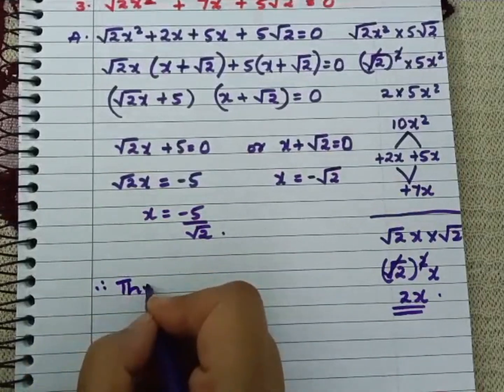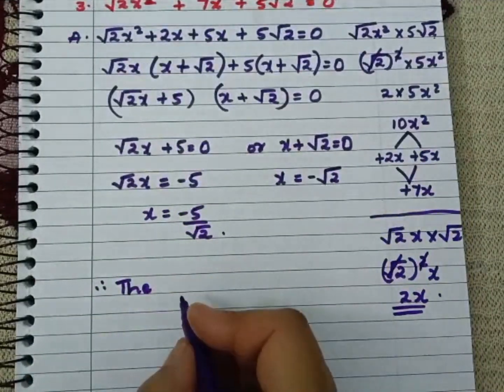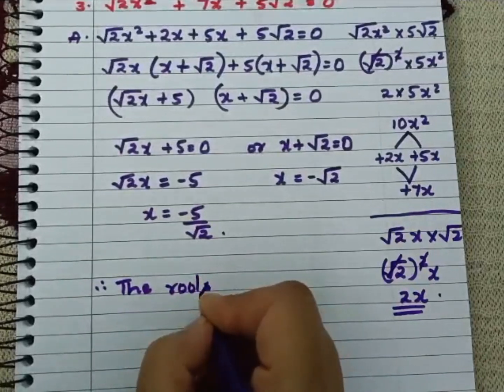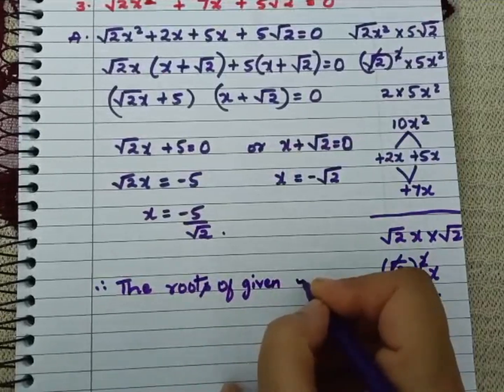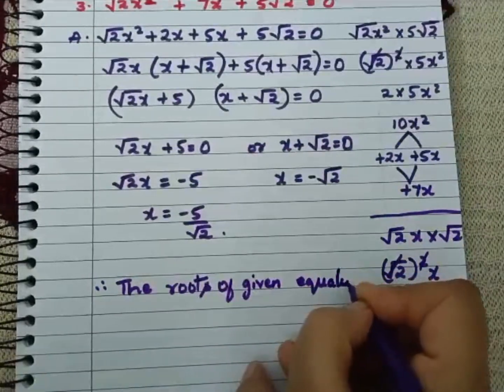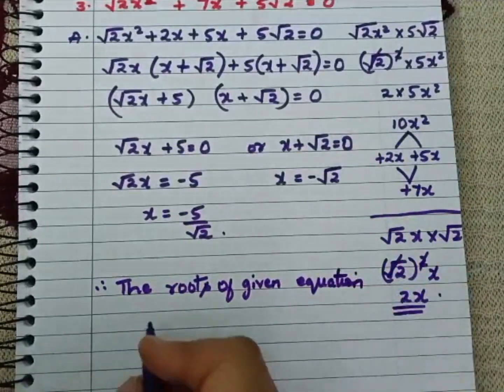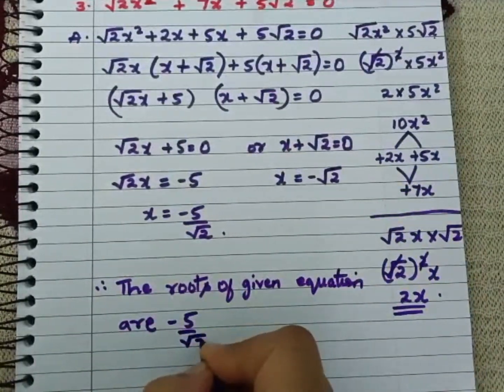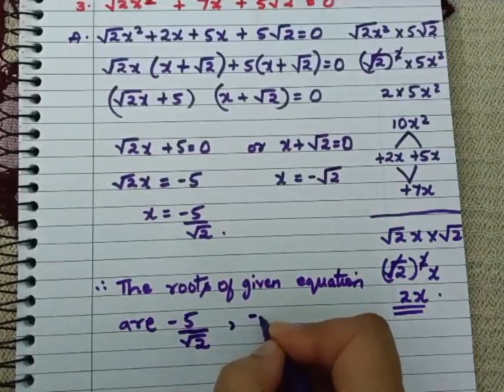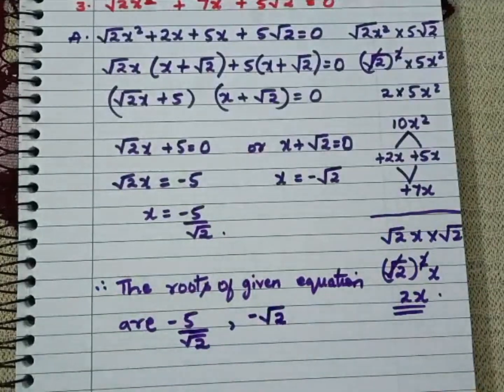Therefore, the roots of given equation are minus 5 of root 2 and minus root 2. You have understood this? So I'm going to go for the next sum.